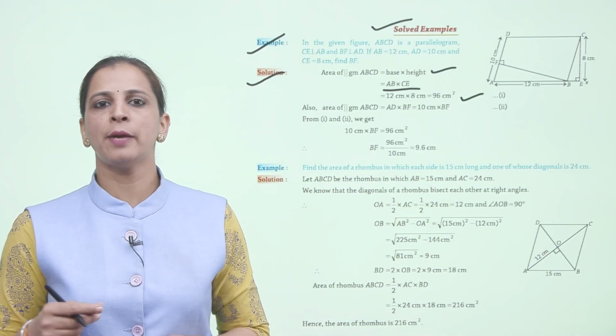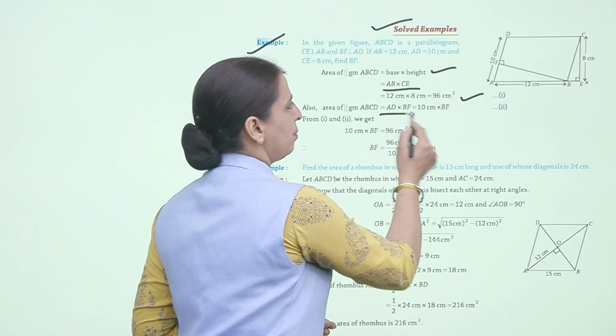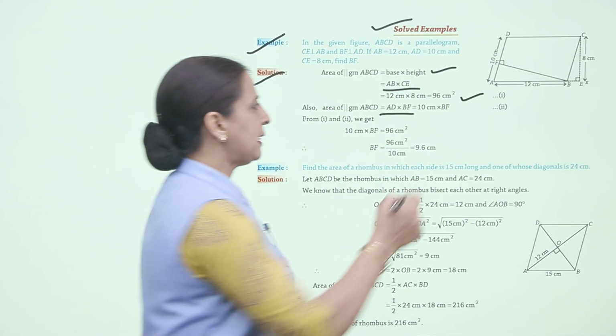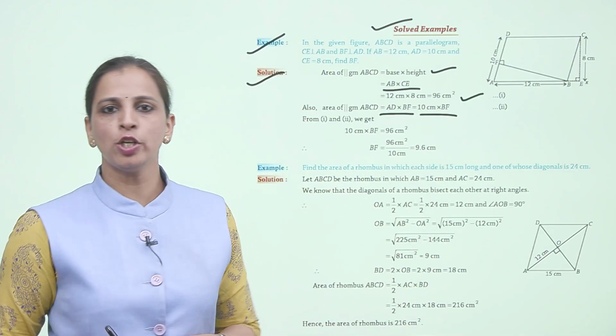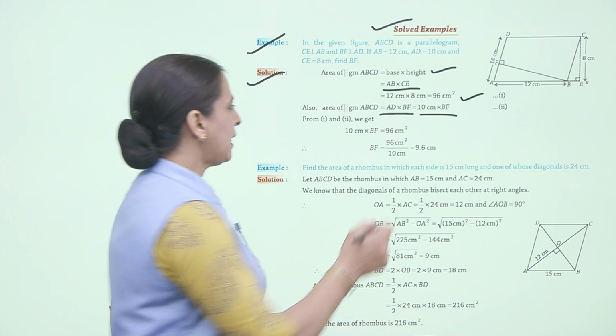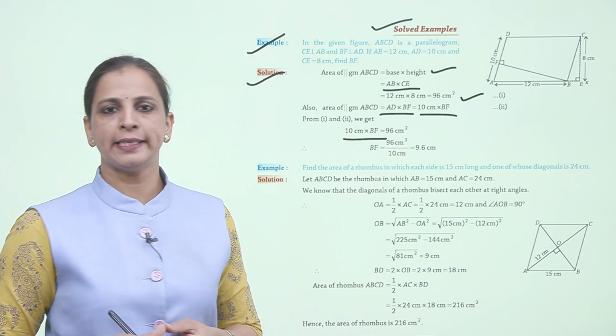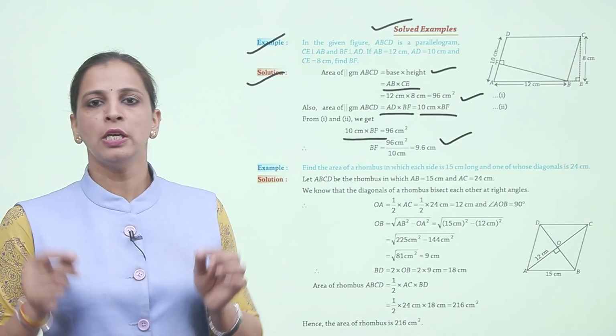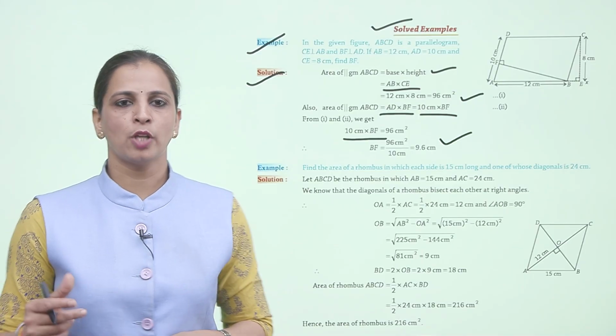Also area of parallelogram ABCD is AD, दूसरा हम क्या लेंगे, perpendicular into BF, that is 10 cm into BF, that is also equals to 96 cm square. From 1 and 2 we get 10 centimeter into BF is equals to 96 centimeter square. So BF is equals to 96 upon 10 is equals to 9.6 centimeter. Now next example.